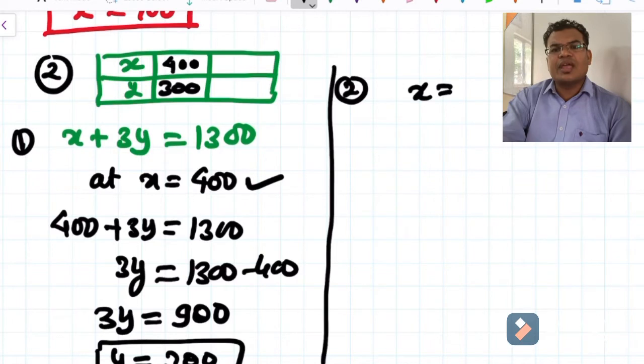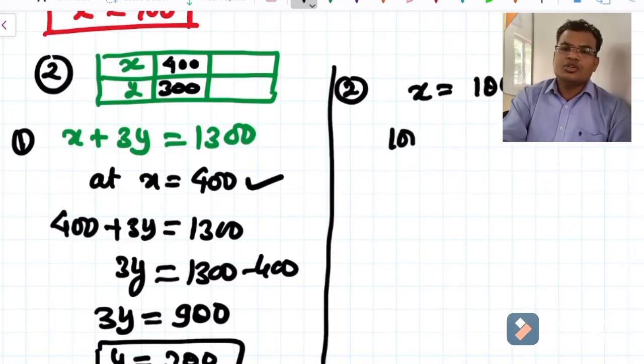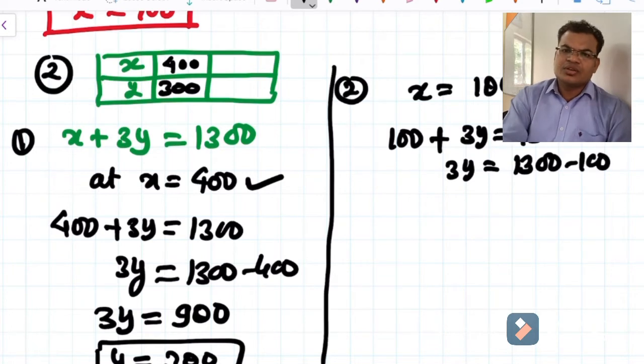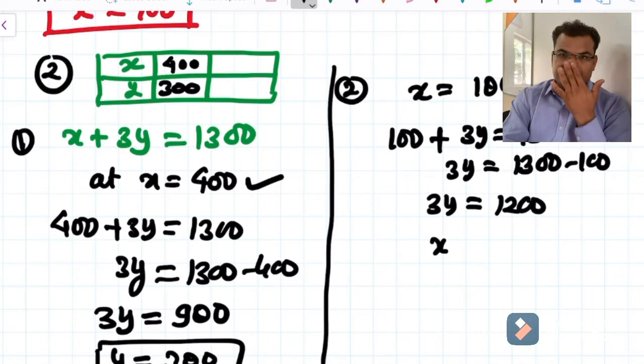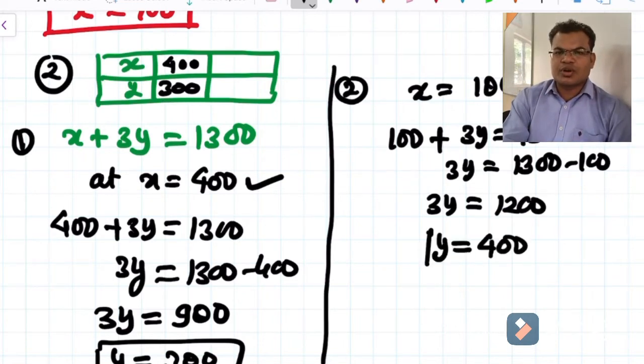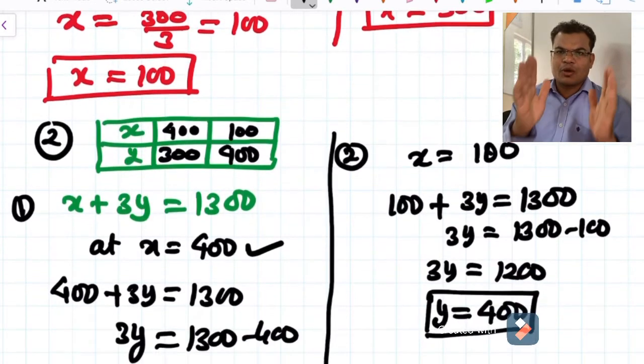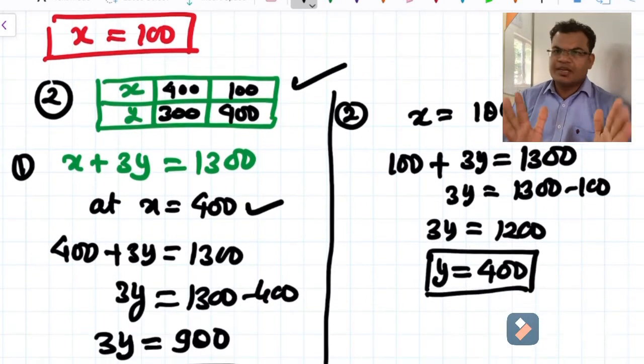Now the second value, x equal to, we can take here 100. So x is 100, 3y is equal to 1300. 3y equals 1300 minus 100, which is 1200. So 3y equals 1200, and 1200 divided by 3 will become 400, since 3 4s are 12. So y equals 400. So you can see here, when I'm putting x equals 100, y is 400. Now guys, the table is ready.